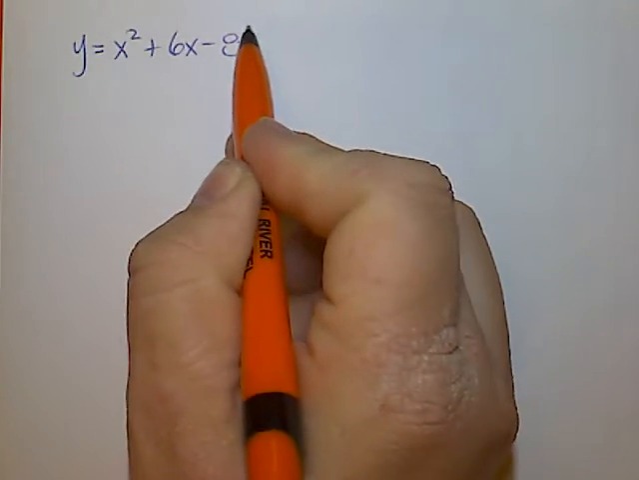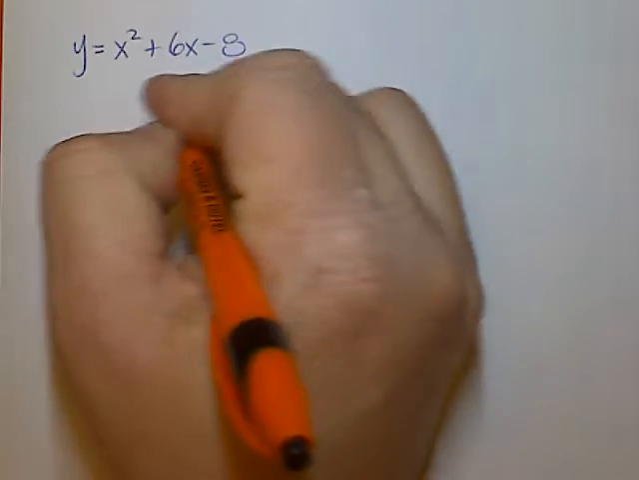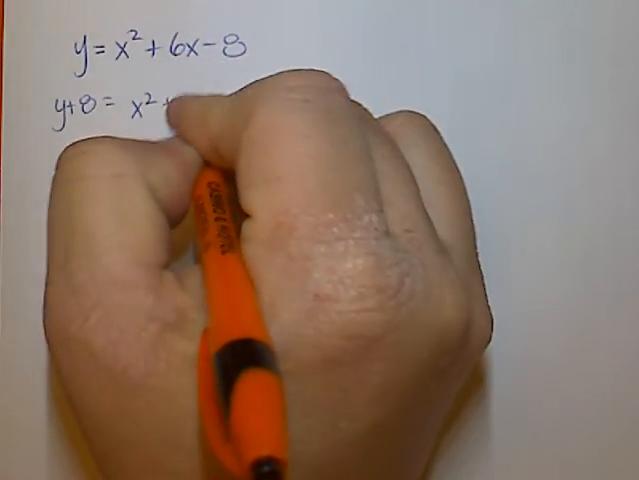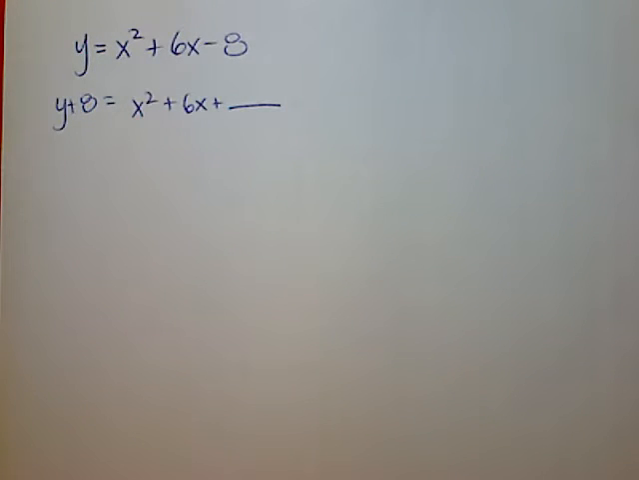So the first thing I'm going to do is move this to the opposite side. When I move over a -8, it becomes a +8. And now there's a blank spot in that position.